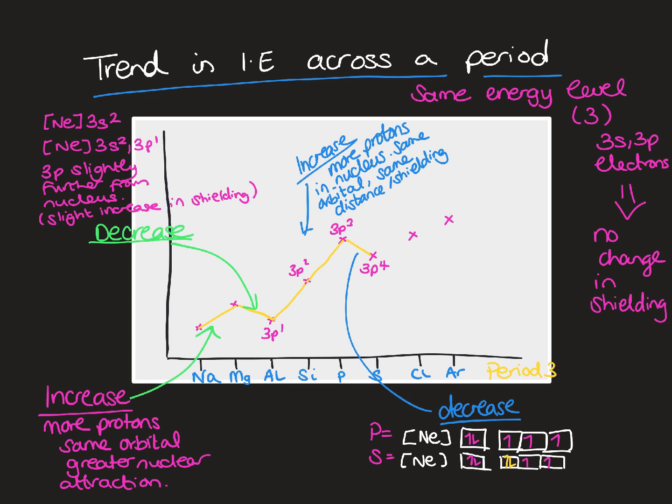And then after that, the trend carries on much as we'd expect. We've got more protons in the nucleus, and we've ended up with it being much harder to remove an electron when we go through to argon. So let's just add those notes on here, and that is just there for completeness.